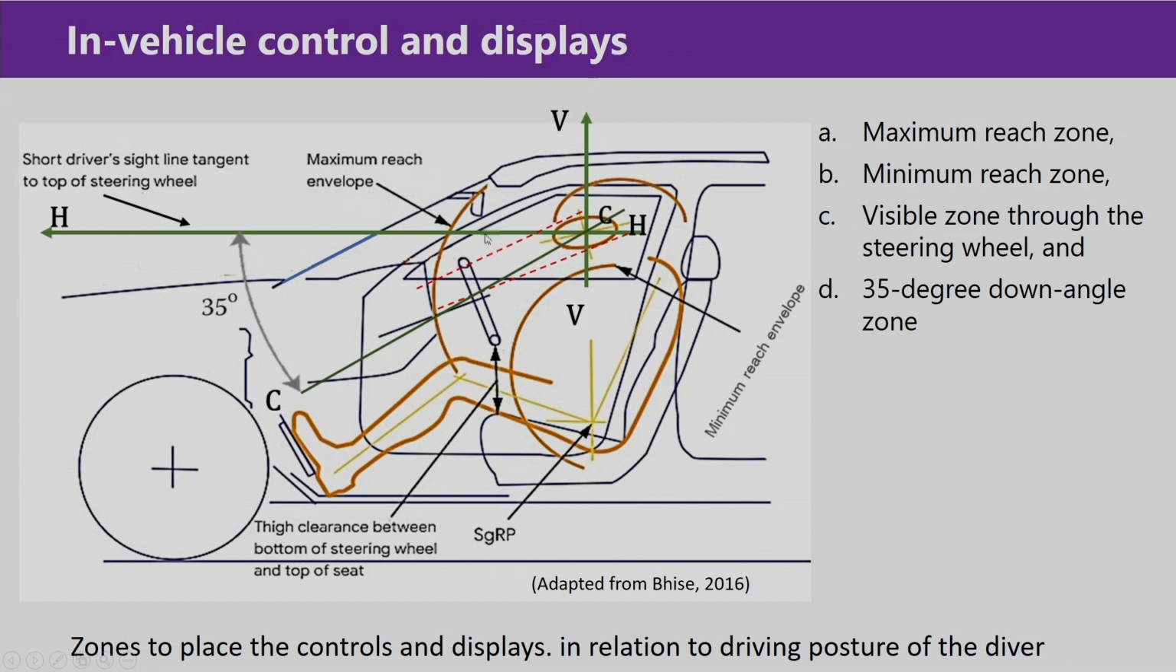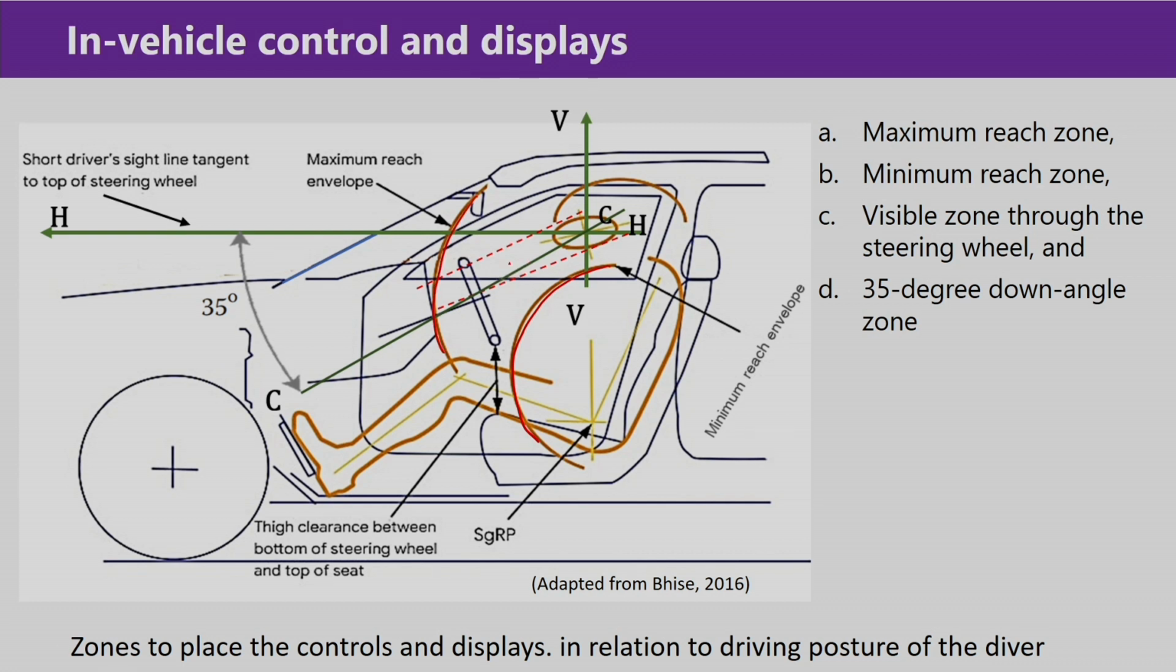Now, when we want to position different types of controls or displays, we should consider this particular zone between the minimum reach envelope and the maximum reach envelope. So, these are the boundaries. This is the lower boundary for positioning the controls and displays, and this is the upper boundary. All the controls and displays which are frequently used should be positioned within this zone, between the lower boundary and the upper boundary.